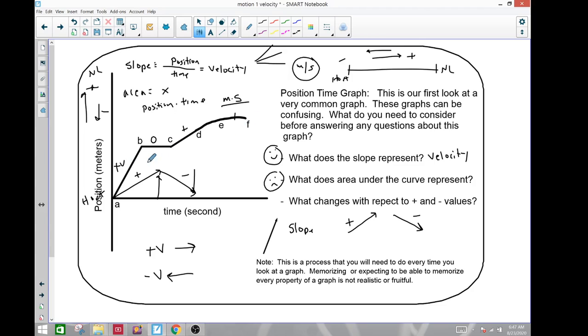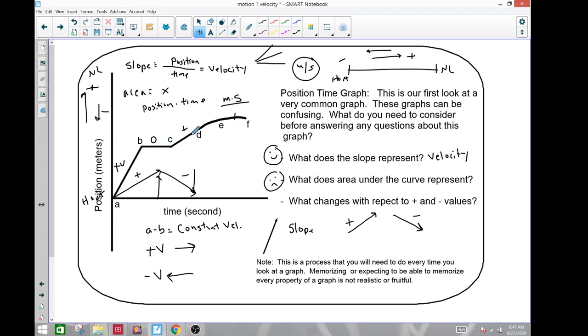So we might note that from A to B has a very unique little setup where we have what's called a constant velocity. Constant velocity. The slope here never changes, which means your velocity is never changing. You're holding a constant speed. Here, no speed, no change in distance.